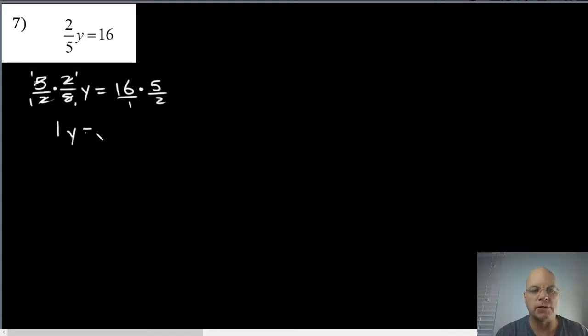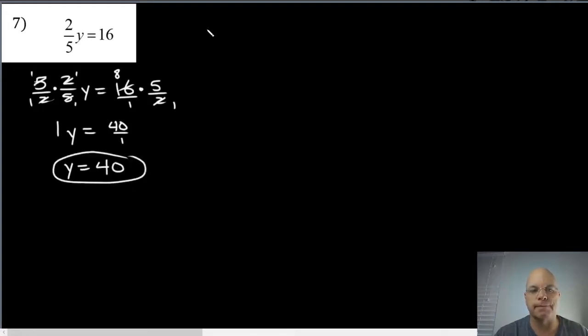So 1y is equal to this product, which, there's a common factor of 2 here for 16 and 2. 2 divided by 2 is 1. 16 divided by 2 is 8. 8 times 5 is 40, so 40 over 1, which is just 40. So 1y is y, that's the multiplicative identity, and 40 divided by 1 is 40, so y is 40.